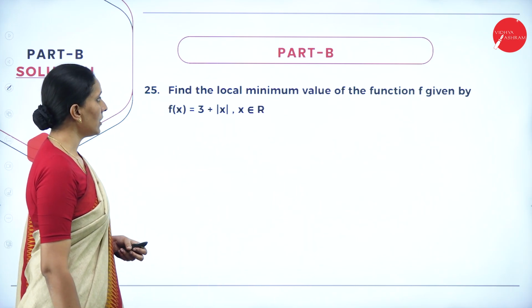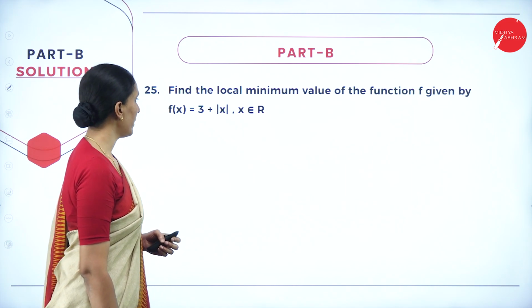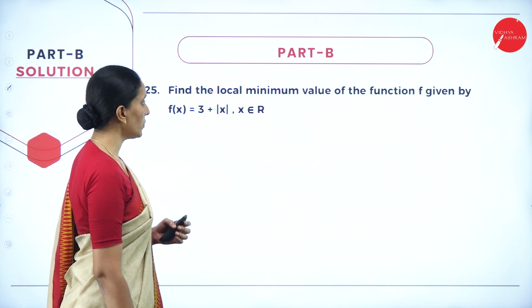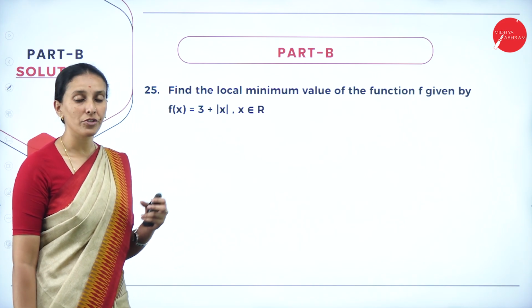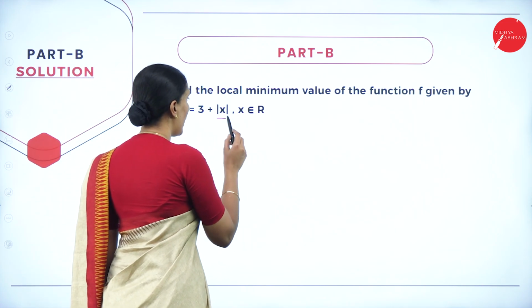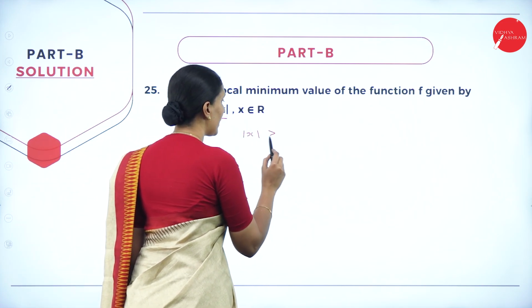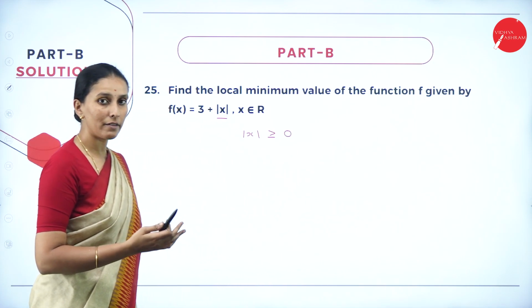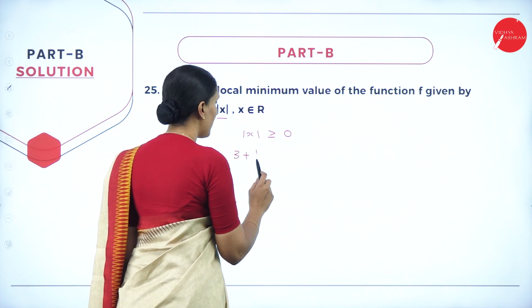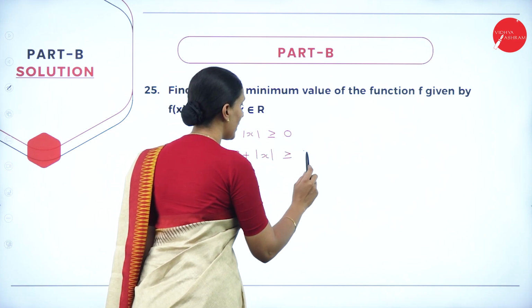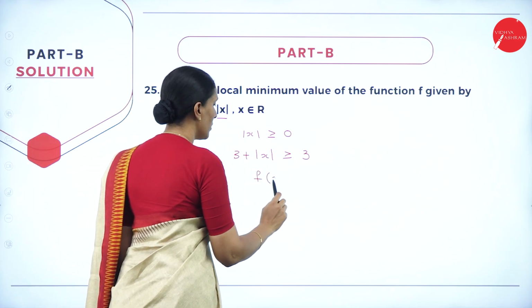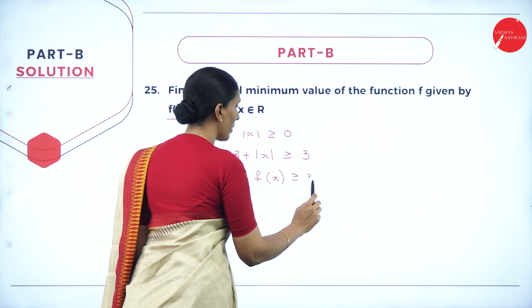Next, find the local minimum value of the function f given by f of x is equal to 3 plus modulus x, where x belongs to the set of real numbers. A question from local maxima or minima. Here we know that modulus x is greater than or equal to 0. It is always positive or equal to 0. So let's add 3 on both sides. Then 3 plus modulus x is greater than or equal to 3. Here 3 plus modulus x is our f of x. So we are getting f of x is greater than or equal to 3.